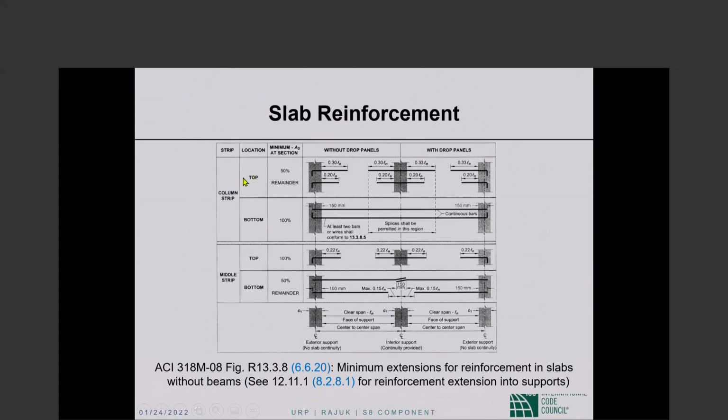These are the column strip bars above the double line. These are the middle strip bars below the double line. These are the top bars in the column strip. These are the bottom bars at the column strip. The top bars must extend so much into the span. These top bars must extend so much into the span.